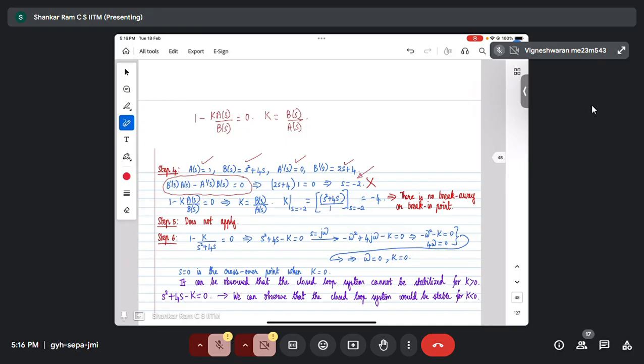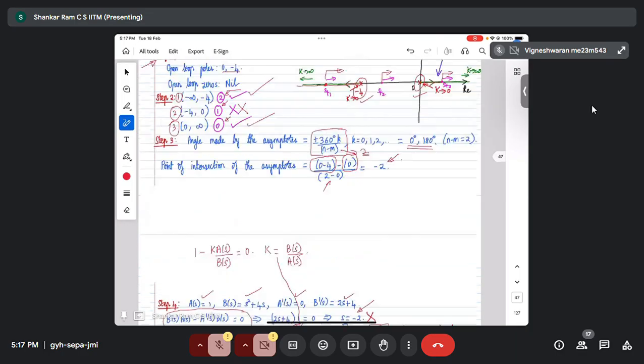Now, if we substitute and use this equation and try to calculate what happens at minus 2, we get the value of k to be minus 4, which is negative. So there is no way this potential solution is a breakaway point because we need k to be greater than 0, right? And that can also be interpreted from step 2, right?